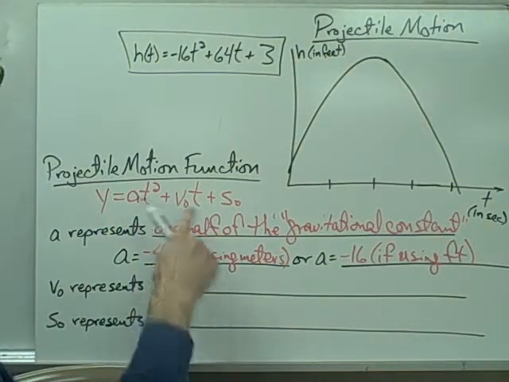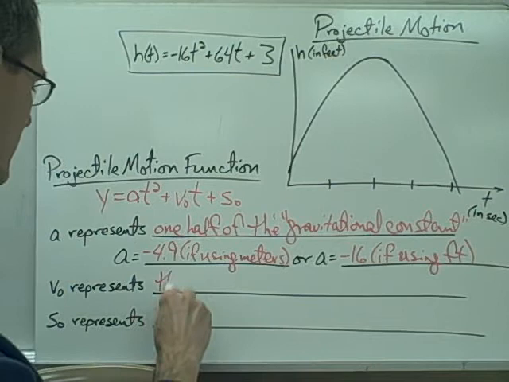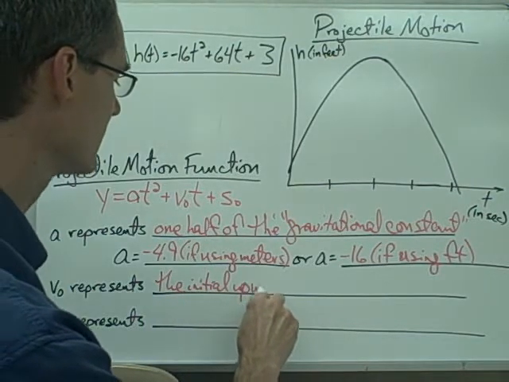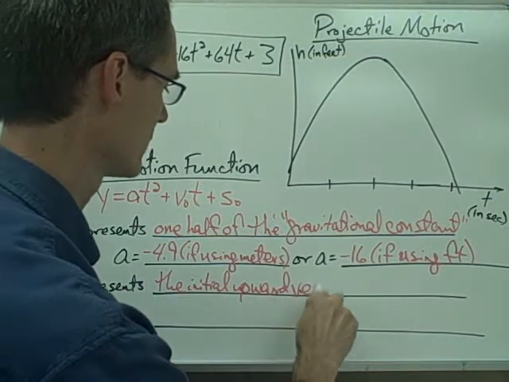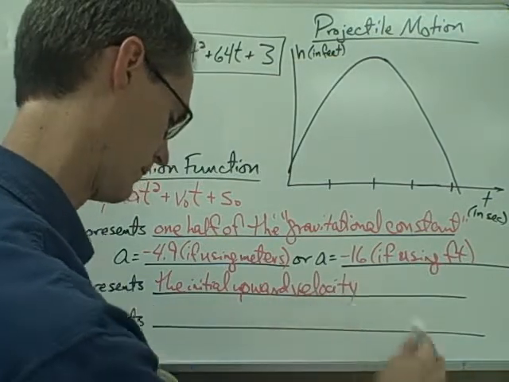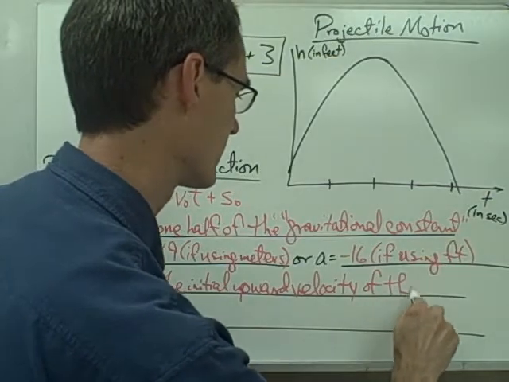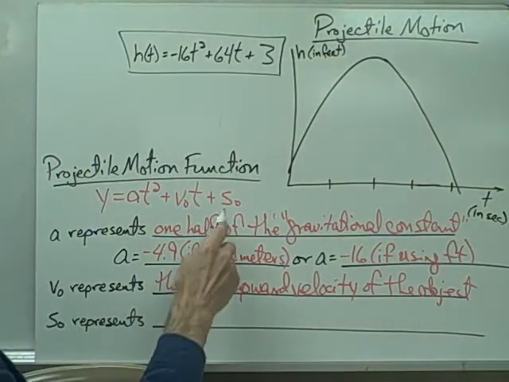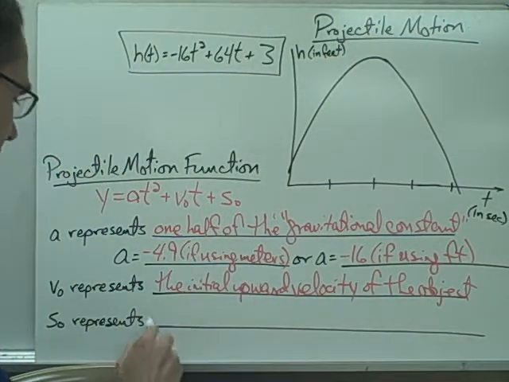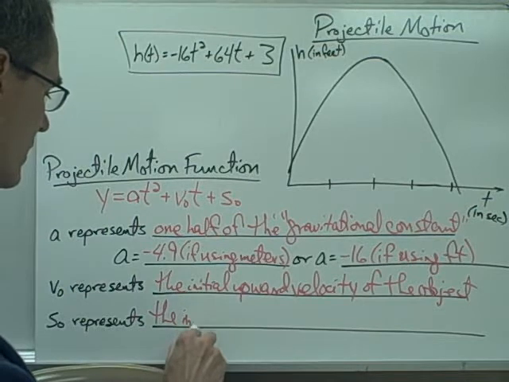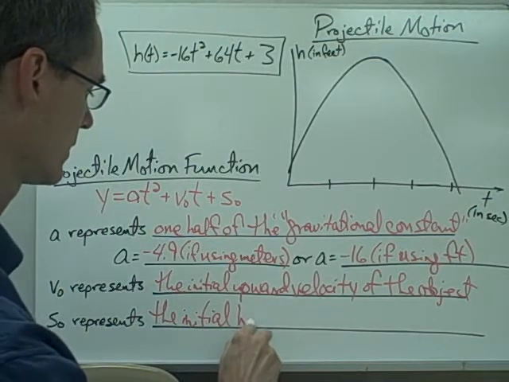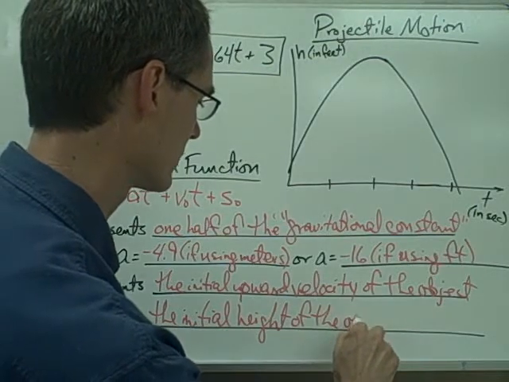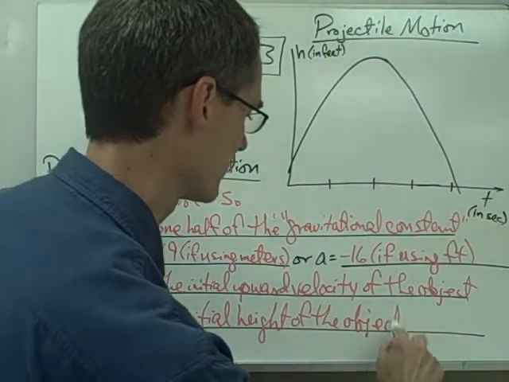v sub 0, this right here, represents the initial upward velocity of the object. And s sub 0, this term right here, represents the initial height of the object off the ground.